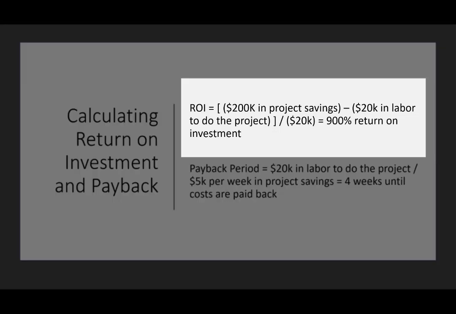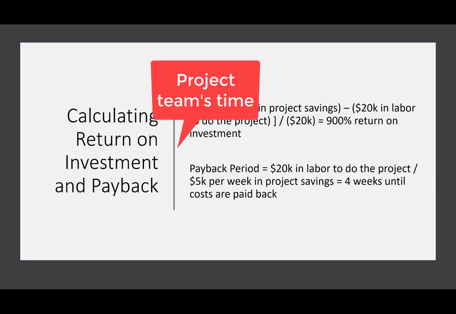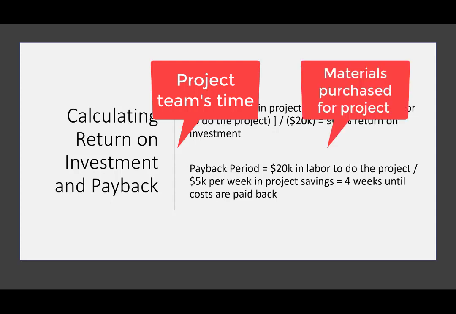You take the amount of money the project saved, you subtract the amount of money you put into the project, and you divide that by the amount of money you put into the project to get a percentage return on investment. Now, the money you put into the project is typically the cost of your employees that spent time on the project, you, the project leader, and there can also be material costs for some projects to buy things.